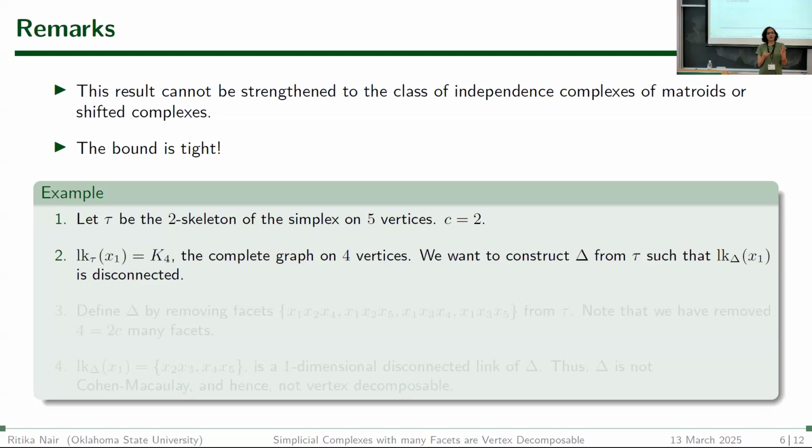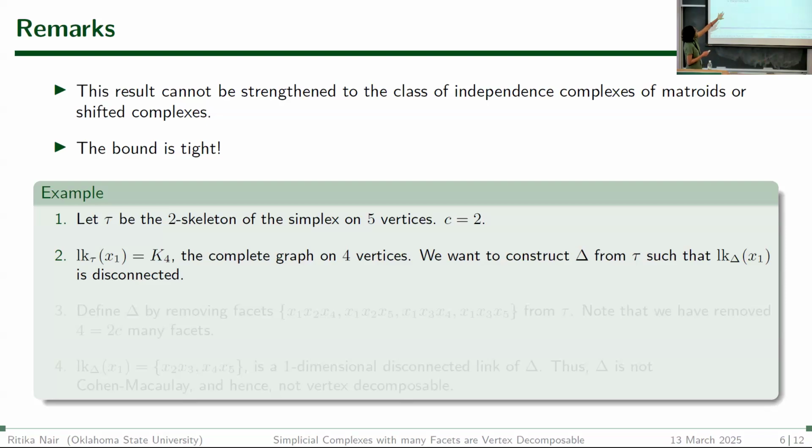So we are going to construct a complex whose link is not Cohen-Macaulay, and thus break the whole condition. And an easy way, from a graph point of view, to make something that's not Cohen-Macaulay is to make it disconnected. So that's what we are going to use, because a one-dimensional complex is Cohen-Macaulay if and only if it's connected.